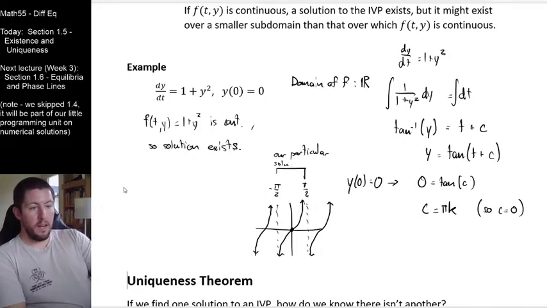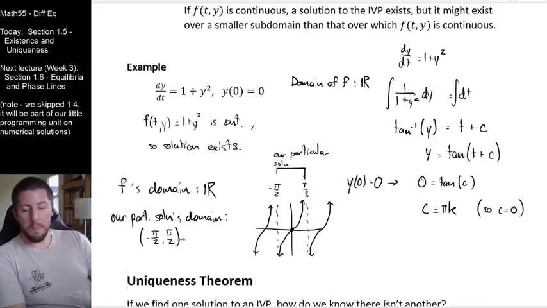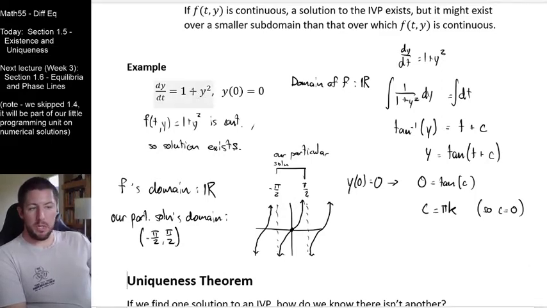So kind of our takeaway here is that f's domain is all real numbers. But our particular solution has a domain of negative pi halves to pi halves, non-inclusive, right? So this is saying we were guaranteed that we were going to get a solution to the initial value problem because 1 plus y squared is a continuous function, but we're not guaranteed that the domain of our particular solution is going to be as much as the domain of the original problem.